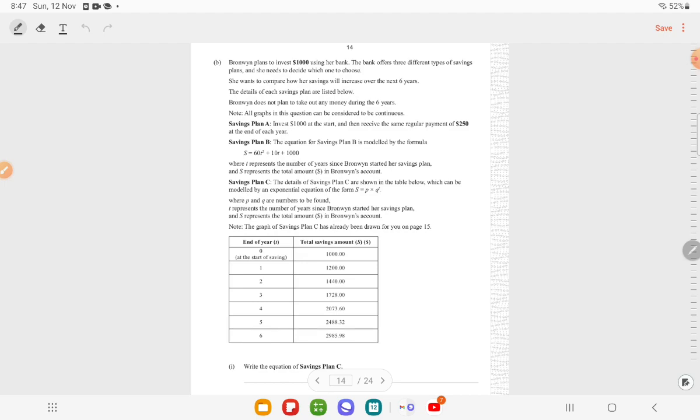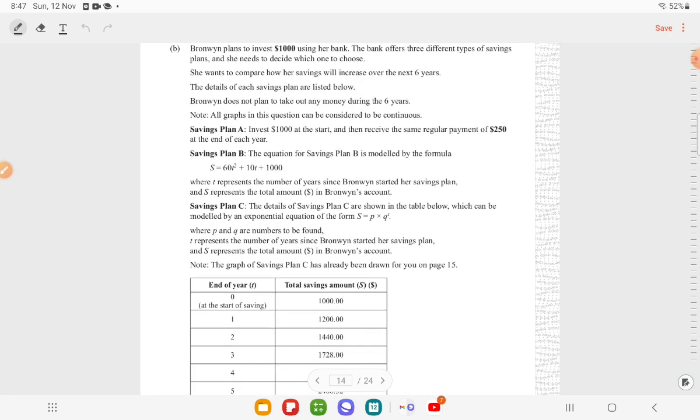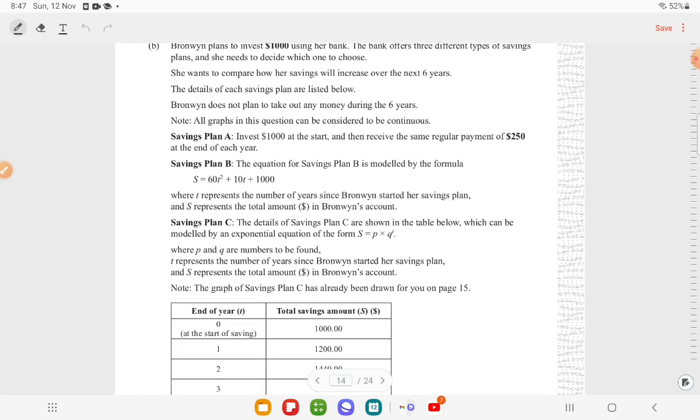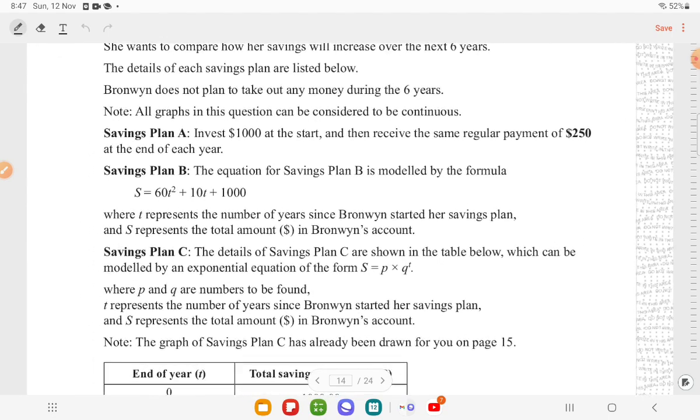This question: Bronwyn plans to invest $1,000 using her bank. The bank offers 3 different types of savings plans, and she needs to decide which one to choose. She wants to compare how her savings will increase over the next 6 years. The details of each savings plan are listed below. Bronwyn does not plan to take out any money during the 6 years. Now, all graphs in this question can be considered to be continuous.